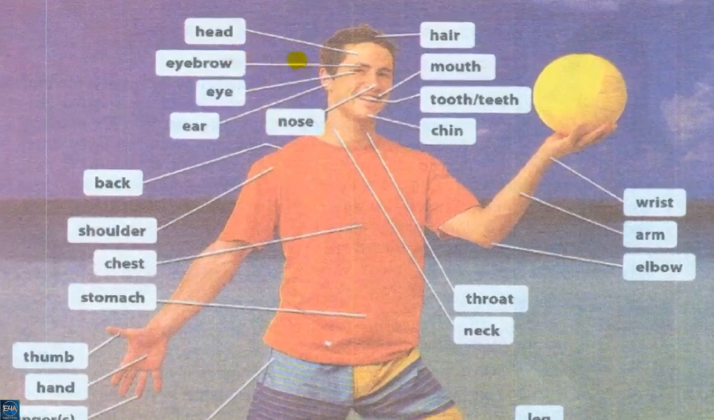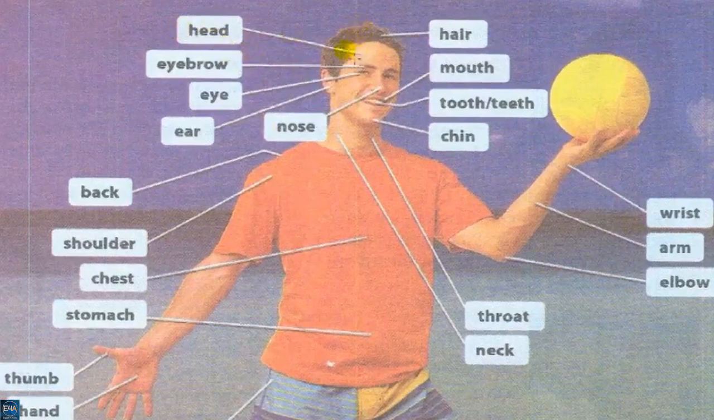Parts of the body. This is the head. Eyebrow, eye, ear, nose. Hair, mouth, tooth, one tooth, teeth, 3, 4, 5 teeth, chin, ch, chin. Back, shoulder, L silent, shoulder. Chest.